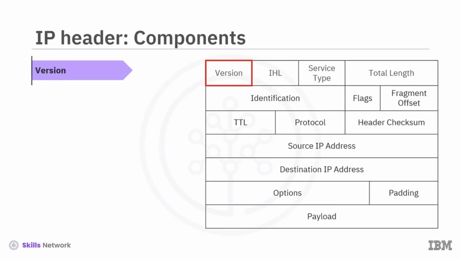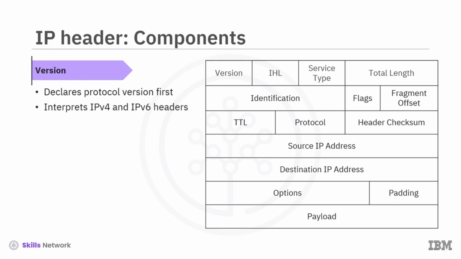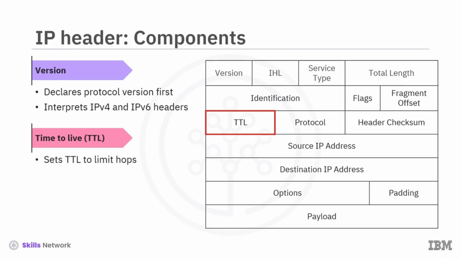An IP header has various components. The version of the protocol, whether it's IPv4 or IPv6, is the first thing declared in the header. The next crucial element is the TTL, meaning time to live. When a packet is sent, a TTL value is set to limit the number of hops the packet can take before it's disregarded. Each time the packet is inspected by a Layer 3 device, the TTL is decreased by 1. When it hits 0, the router drops the packet instead of forwarding it.